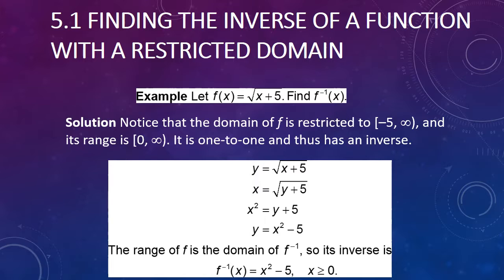So the range of f is the domain of the inverse. The range of the original function was 0 to infinity, or x is greater than or equal to 0. So our inverse is x squared minus 5, but x has to be greater than or equal to 0.